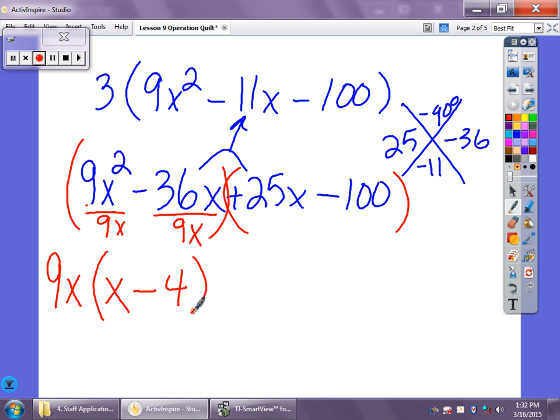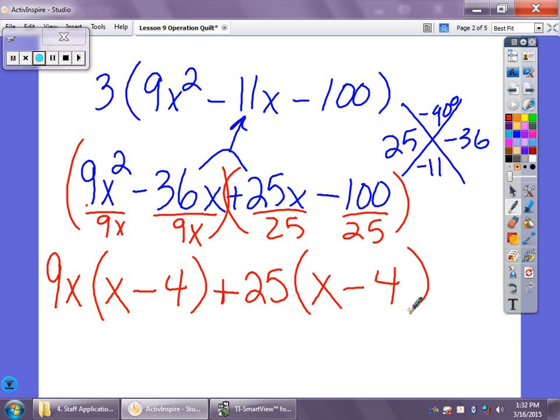25 and 100, what do they have in common? 25. Now, if I had only recognized 5, when I divide, I'll notice that my parentheses don't match, so then I would try for a higher factor. But in this case, I know it's 25. I'm going to divide them both by 25. 25x divided by 25 is x. Negative 100 divided by 25 is negative 4. I do my little happy dance because my parentheses match.